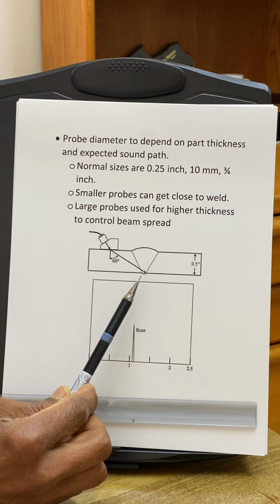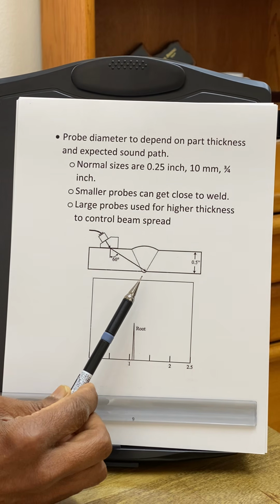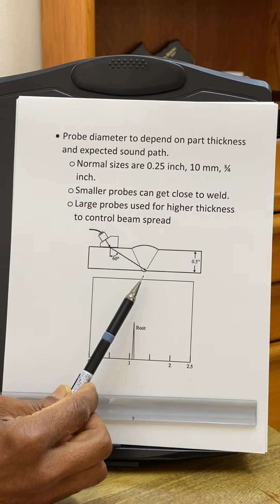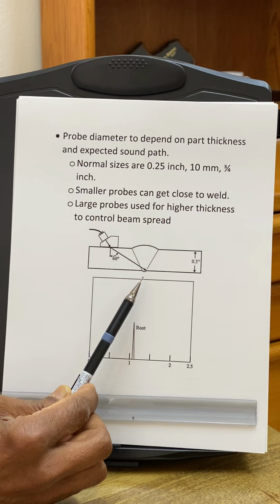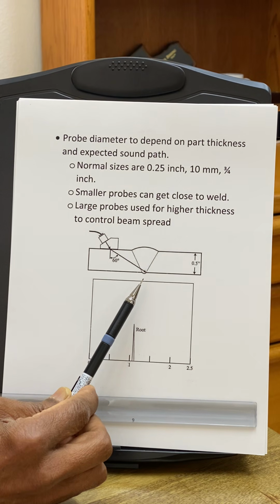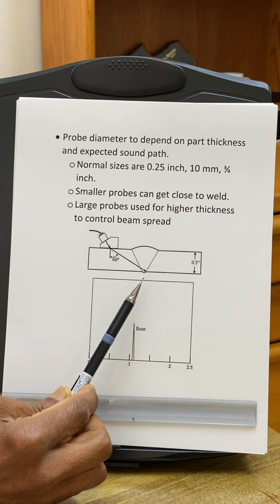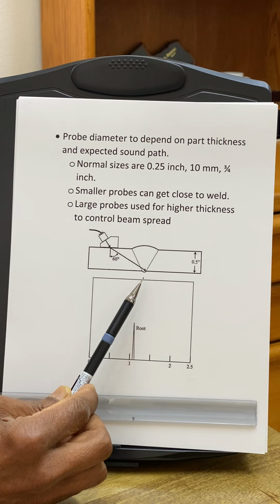So the selection of the probe is not straightforward. It depends on the thickness, and based on the thickness we select the refracted angle, and then we also want to keep the sound path to a minimum so as to control the beam spread.